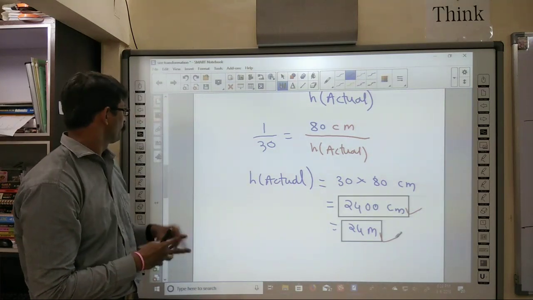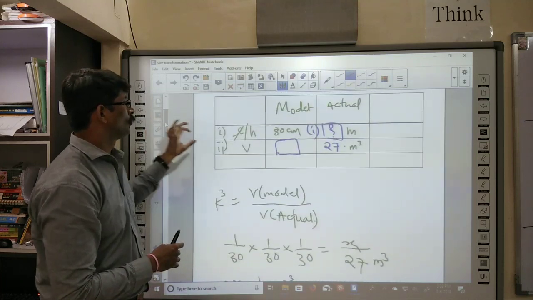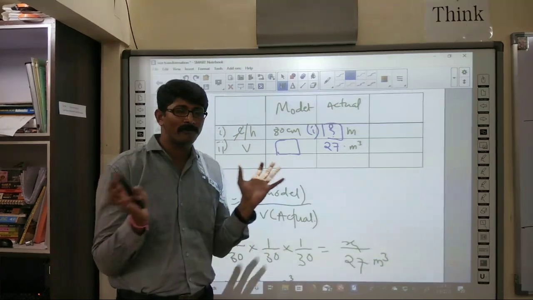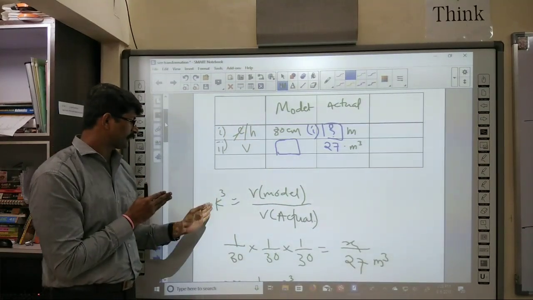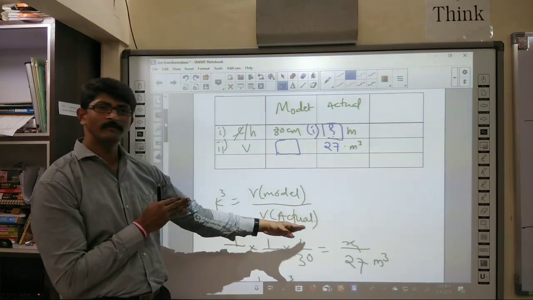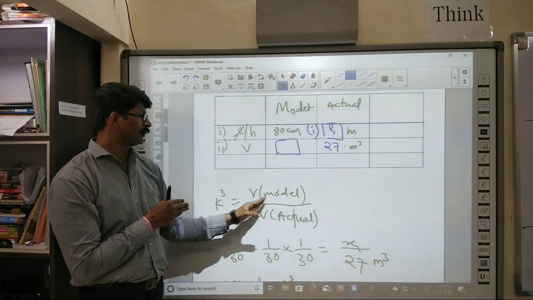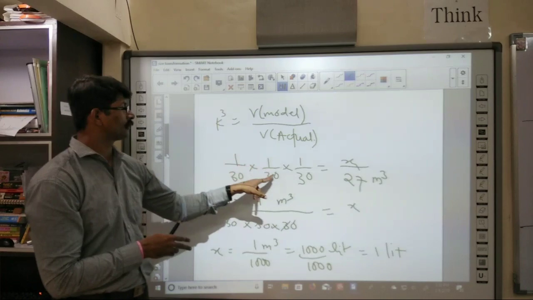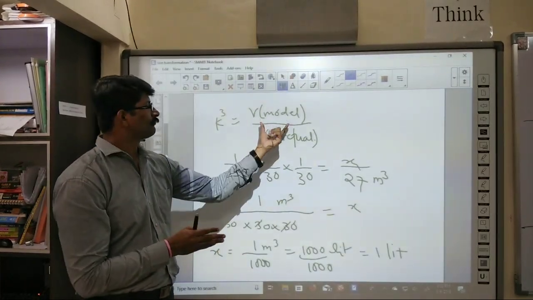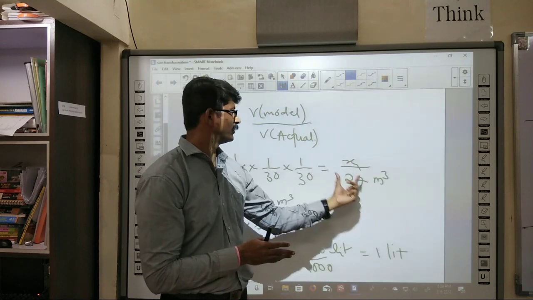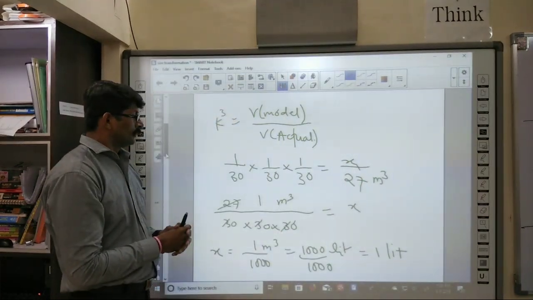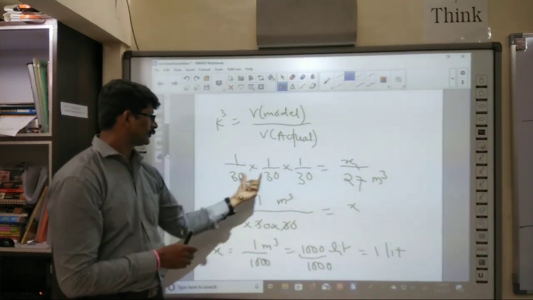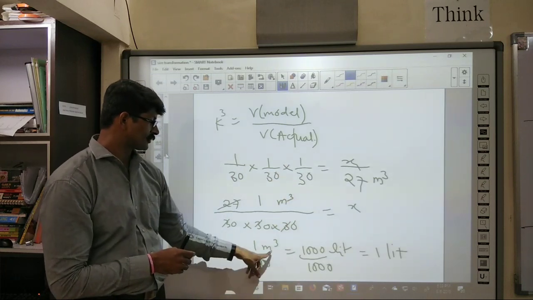So let's continue ahead. What's the second part of the sum? What is the volume of the model if the actual volume of the tank is 27 meter cube? So how are we going to do that? K cube is equal to volume of model upon volume actual. So what is K cube? 1 upon 30, 1 upon 30, 1 upon 30. Volume of model we have to find, and the volume actual is equal to 27. Now I have taken 27 to the other side: 27 into 1 upon 30 into 30 into 30. So there are 1 upon 1000 meter cube.